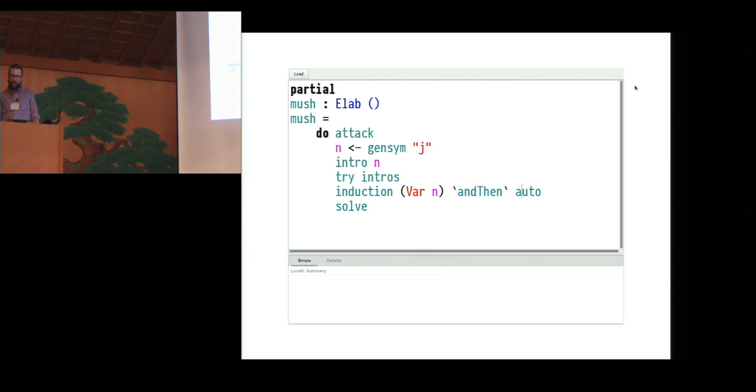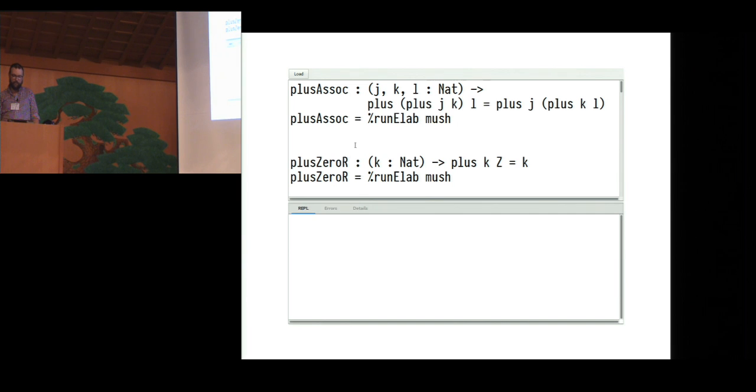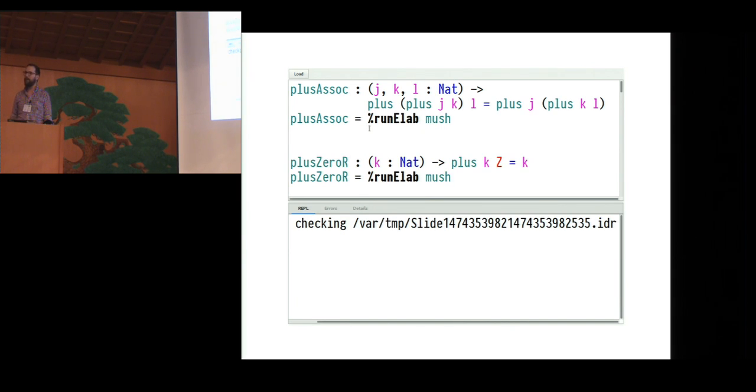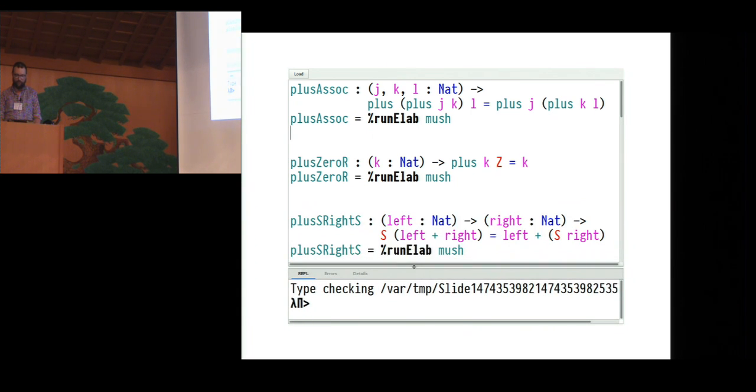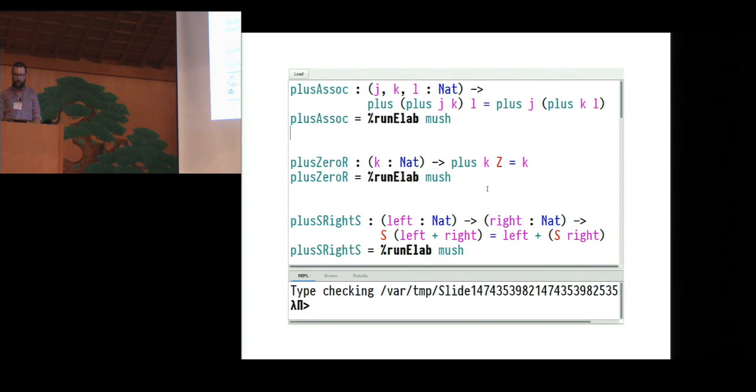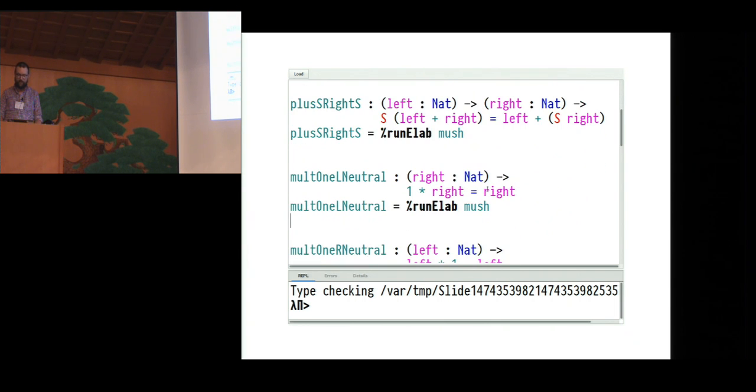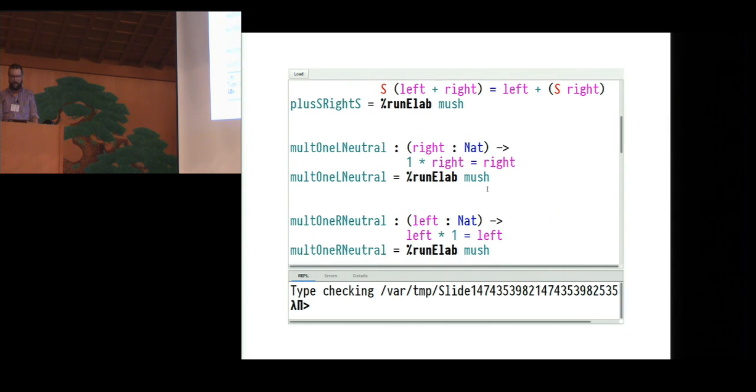And this is a very simple metaprogram, but because we are able to use so much handy stuff from the compiler, we can actually solve a lot of the things from the Idris standard library just using that. For example, we can show that addition of natural numbers is associative. We can show that zero is a right identity of addition. We can show that we can move a successor from the left to the right. We can multiply by one on the left and the right-hand side and get an identity.